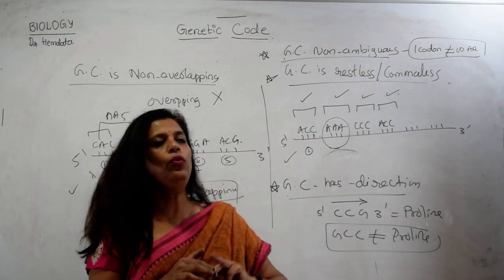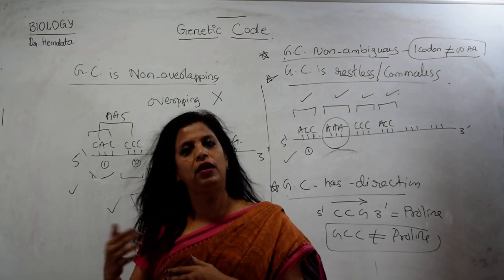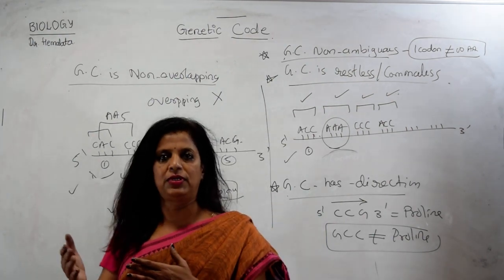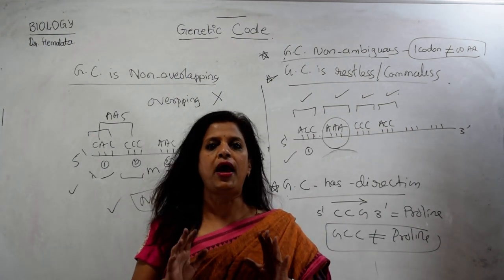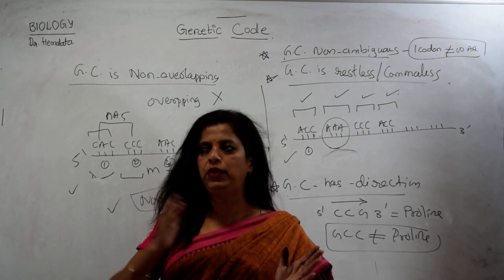Next, I said the genetic code is restless or commaless. Whenever the genetic code is being translated to amino acids, the process is continuous. No codon acts as a stop codon or a comma codon. It is from 5' till 3'.